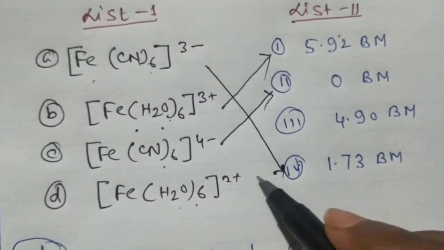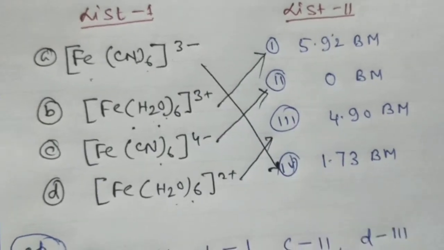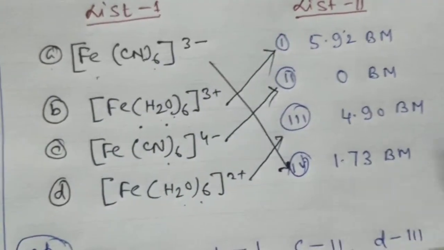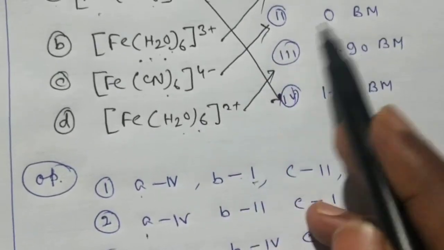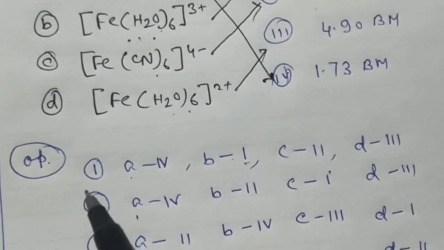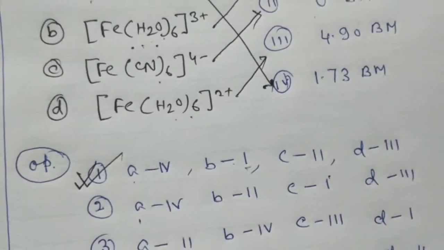Now Fe(H2O)6 3 plus is 3. So A is 4, B is 1, C is 2. So the right answer is option 1.